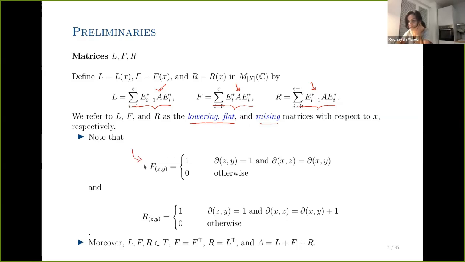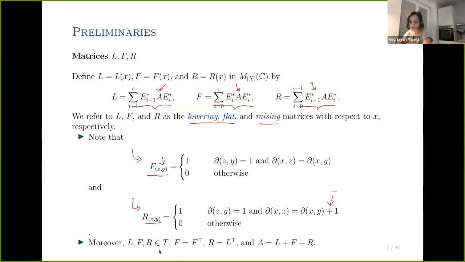And here is also a more combinatorial definition of these raising, flat, and lowering matrices. For the flat matrix, we define the entry zy to be 1 if z and y are adjacent and the distance between x and z and x and y is the same. Also, for the raising matrix, we say the entry zy is 1 if the distance between z and y is 1 and the distance between x and z equals the distance between x and y plus 1. And I forgot to write the lowering matrix. For the lowering matrix, you just put a minus for that and you get the lowering matrix as well.